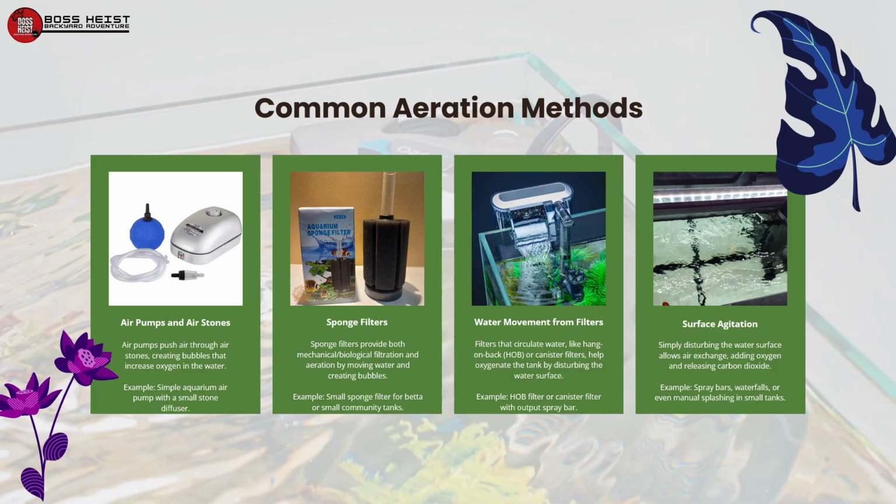Lastly, surface agitation. Simply disturbing the water surface allows air to exchange, adding oxygen and releasing carbon dioxide. Examples are spray bars, waterfalls, or even manual splashing in small tanks. Any method that keeps water moving and breaks the surface helps improve oxygen exchange in an aquarium.